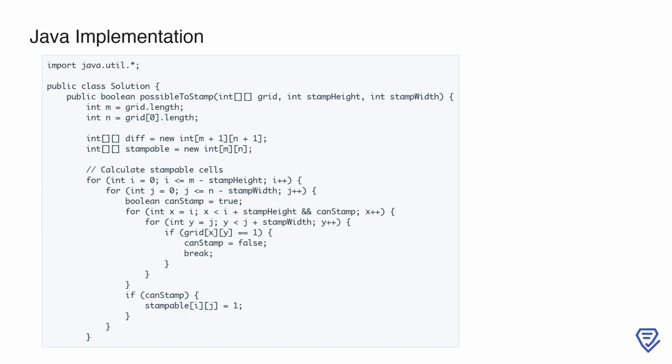Next, we iterate through each potential top left corner of a stampable area. For each position, we use nested loops to check whether a stamp of the given dimensions can fit without overlapping any ones in the grid.